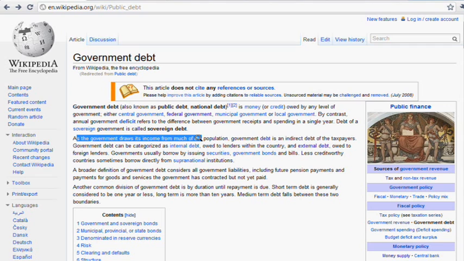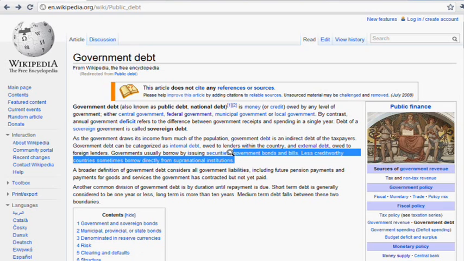as the government draws its income from much of the population, government debt is an indirect debt to the taxpayers. Government debt can be categorized as internal debt owed to lenders within the country and external debt owed to foreign lenders. Governments usually borrow by issuing securities, government bonds, and bills. Less creditworthy countries sometimes borrow directly from supranational institutions. That's another way of saying how they create money. It's an issuance of bonds.